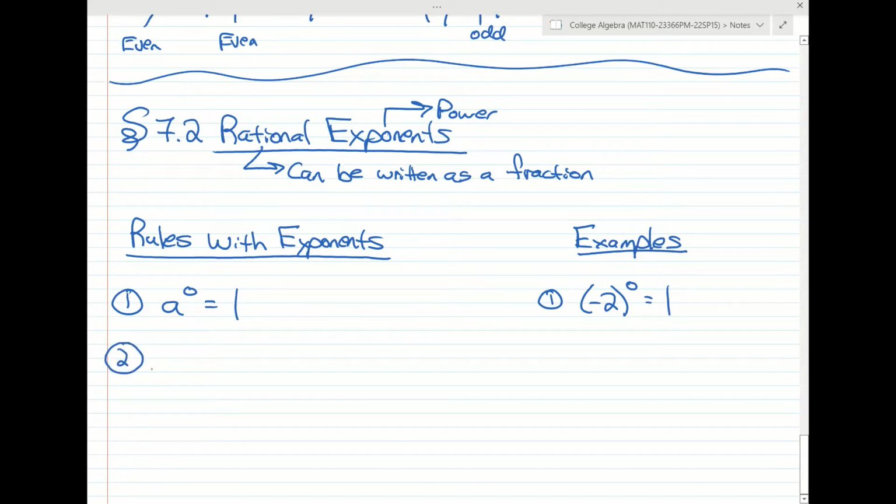Second property is the inverse or the reciprocal property. If you have a negative power, this just means you do 1 over a to the n. Negative exponent just tells you to switch the position. So 3 to the -2 is just 1 over 3 to the 2nd, 1 over 9.